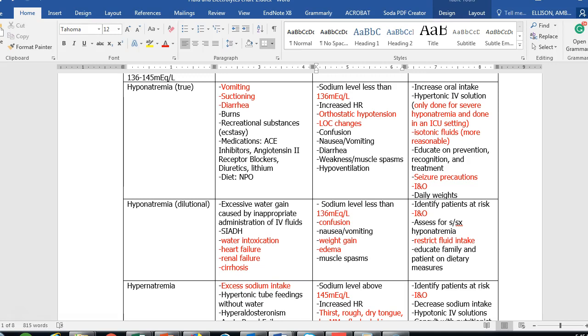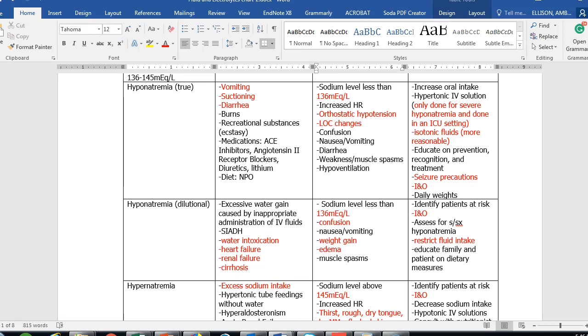Dilutional hyponatremia is when you have basically a fluid volume excess, but you don't have enough sodium. So excess water gain by inappropriate administration of IV fluids is a risk factor. Heart failure, renal failure, cirrhosis, water intoxication, which is basically a mental health issue. You have a sodium level less than 136, and with this fluid overload but not having enough sodium, you're going to have weight gain, edema, confusion.